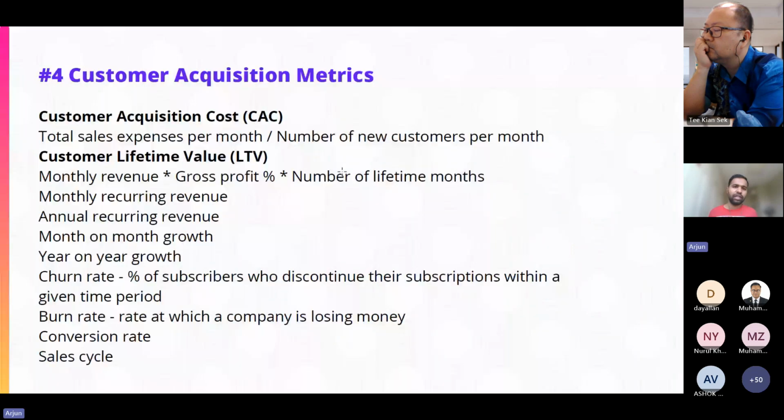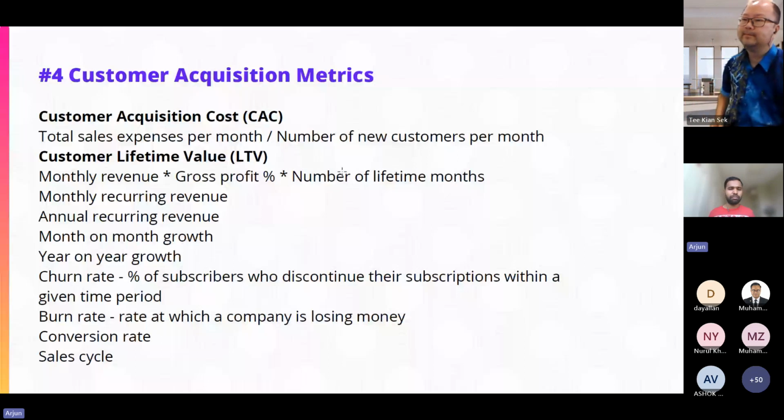And then speaking about the customer acquisition metrics, customer acquisition cost is one of the most important metrics, basically. It is given by the total sales expenses per month divided by the number of new customers per month. But of course, there are a lot of other metrics that you can also use to track your business, like customer lifetime value. What is your monthly revenue? What is your monthly recurring revenue, annual recurring revenue? What is your month-on-month growth? What is your year-on-year growth?